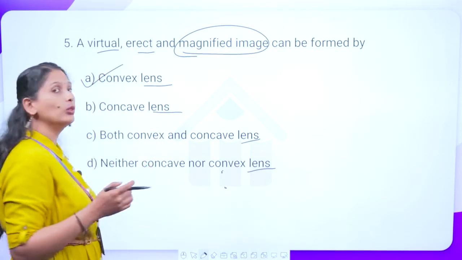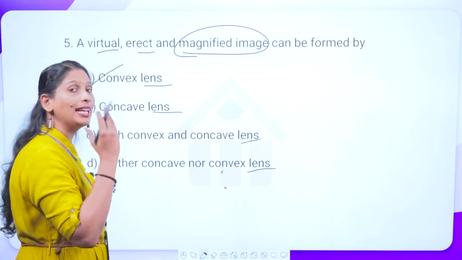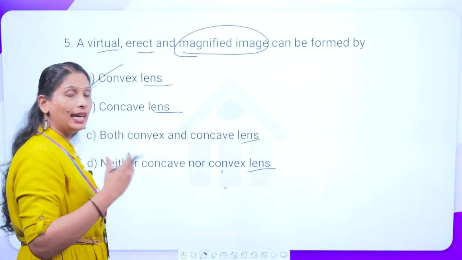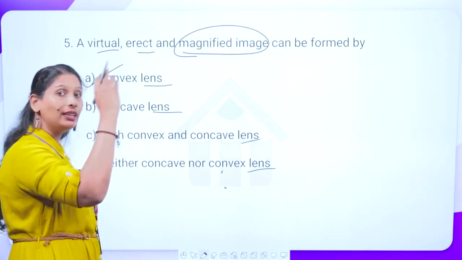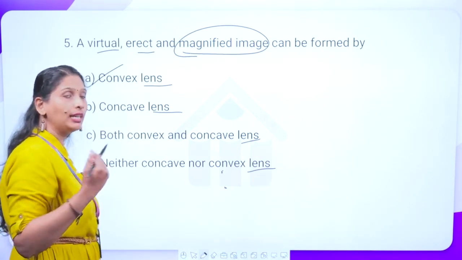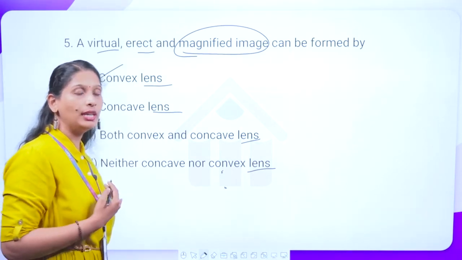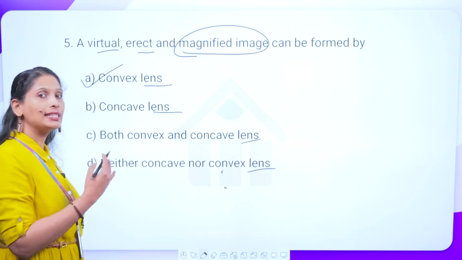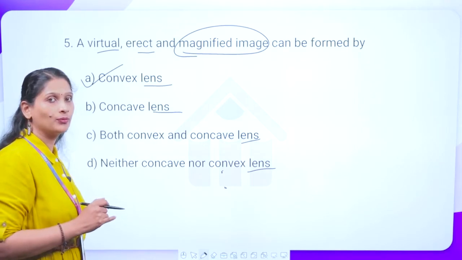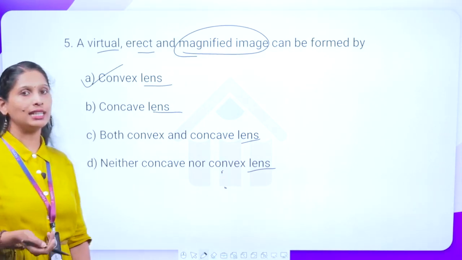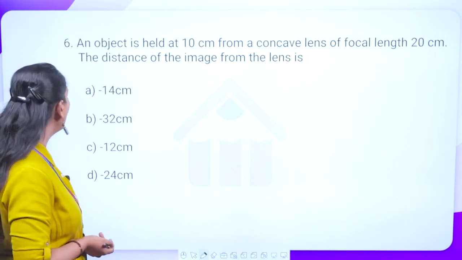And we know that for a concave mirror, when you place the object between F and P, you will get an erect, virtual and magnified image, highly enlarged. Similarly, for a convex lens too. If it is placed between F1 and the optic center, again you get a highly enlarged virtual erect image on the same side. So, that is how you have to analyze the lenses and mirrors. I hope that's clear. Let's move on to the next question now.